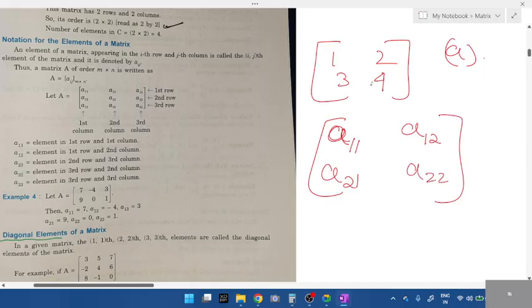Look at the value and just compare it. Where is 2? It is in 1 comma 2. This is known as notation. Notation is basically the position of the element. That is what they have mentioned here. First row, second row, third row. First column, second column, third column. Okay, now I'll ask you a question. I'll give you this. See.